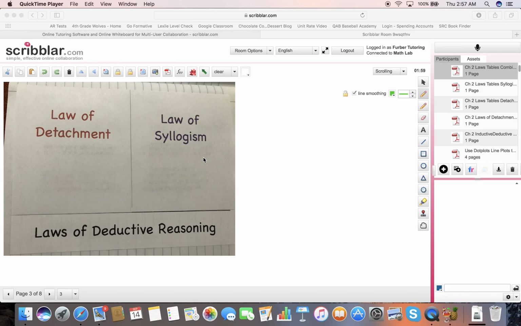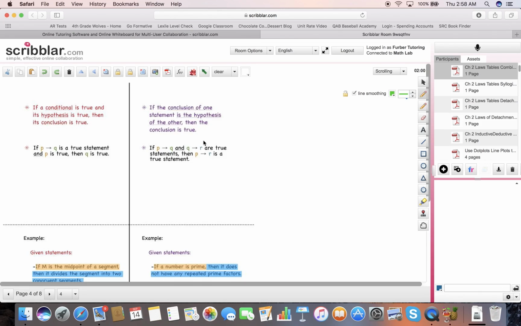Okay, so the two laws of deductive reasoning that we're going to talk about are the law of detachment and the law of syllogism. We're going to talk about the law of detachment first. And both of these are ways of logically drawing conclusions and proving different statements in geometry.